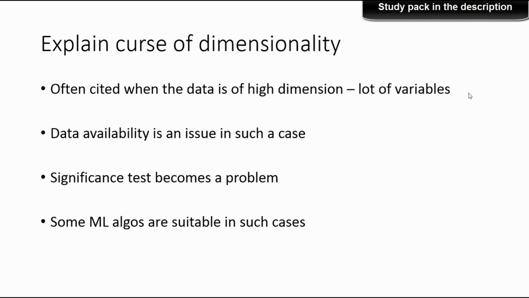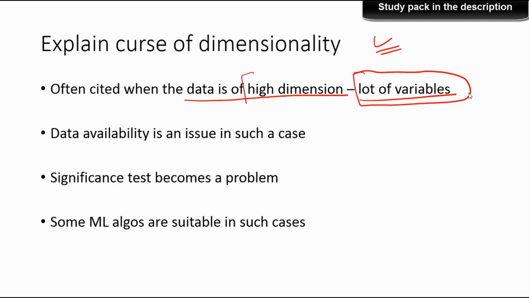Explain what is curse of dimensionality from a modeling point of view. So this is often cited when data is of high dimension. That means there are a lot of variables, and that actually creates problems. Although it helps in some sense, it also creates issues. It reduces the number of options that you have in terms of choosing algorithms. Not all algorithms can be very effective in high dimension. In fact, some of the algorithms cannot be estimated.